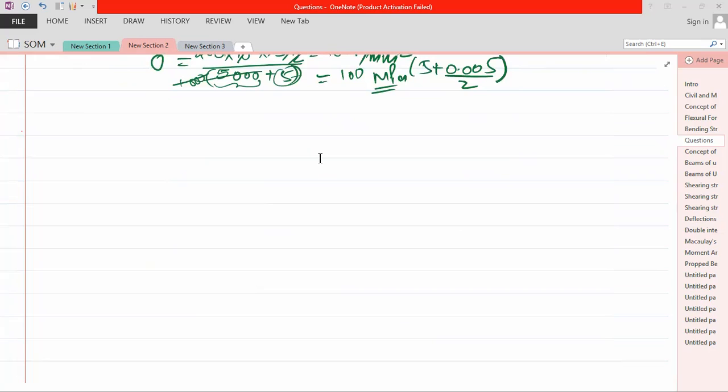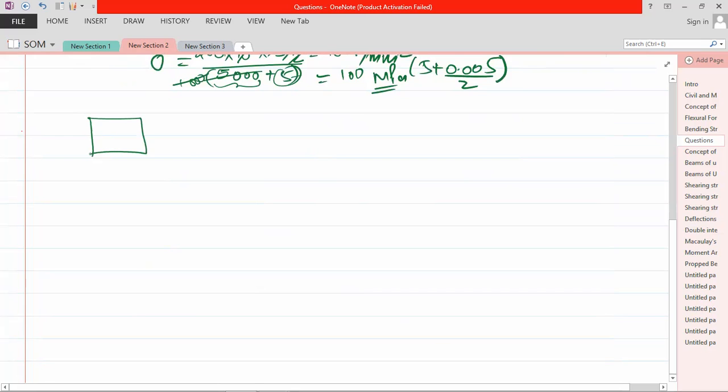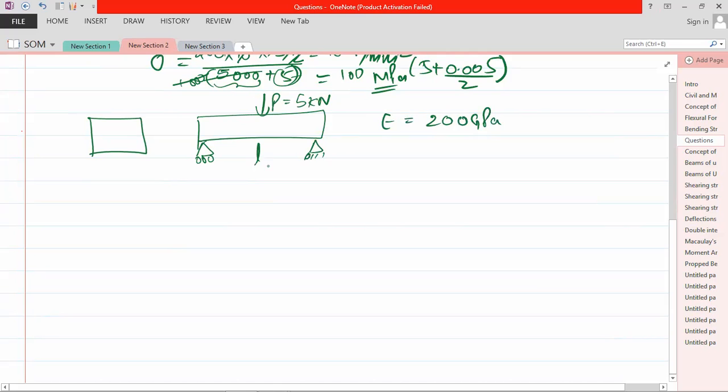So now, suppose I am giving you a question. This is a section of a simply supported beam with load P equal to 5 kilonewton, E given as 200 gigapascal, and length given as 2 meter. Now you have to obtain the bending stress at point A. I have given everything. No, it is 2 meter.